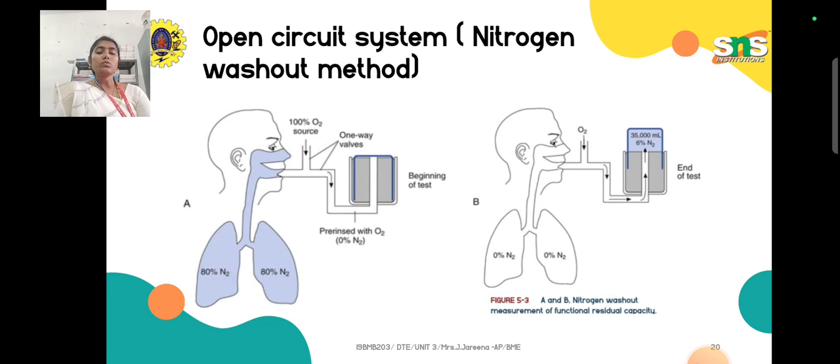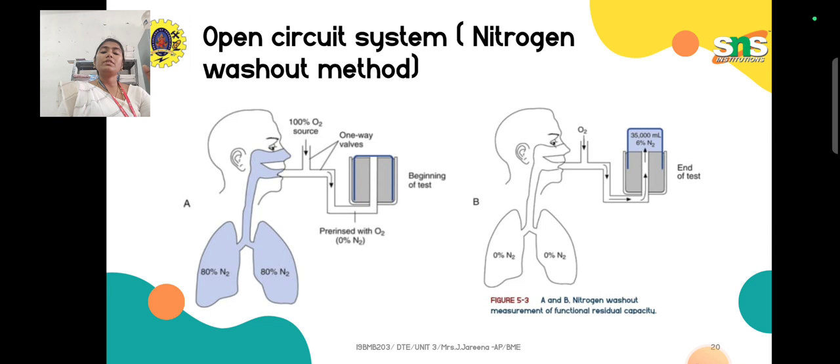Then you can ask the question, what is that washout? Okay, so the washout is that here we are going to remove the nitrogen concentration from your lungs. By removing that, we get to know what your residual volume is. The same concept: when we start this experiment in order to measure the residual volume, we start at the end of deep exhalation.